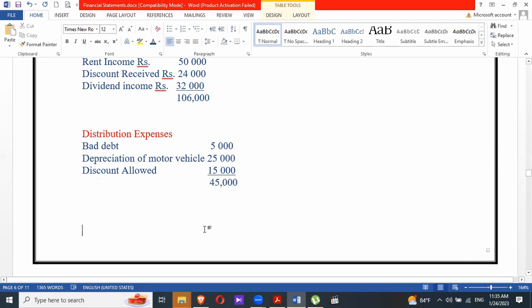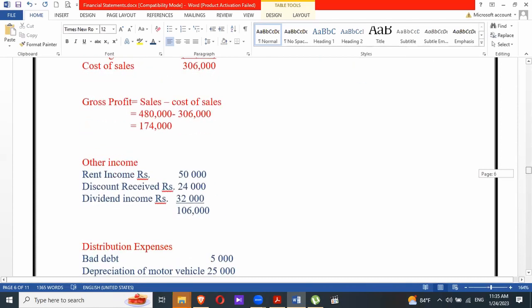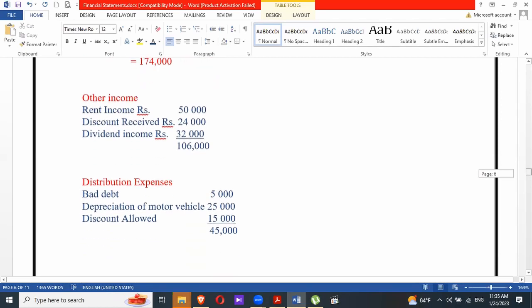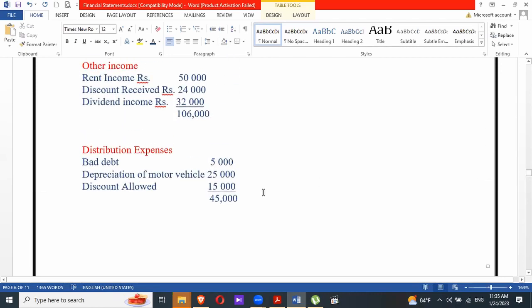Okay. Then up to now what we calculated, we have already calculated cost of sales. Then by using that we calculated gross profit. After that we have calculated other income, then distribution expenses. Next one, we have to calculate administration expenses. Right? Here you can calculate it. Administration expenses. Next one we are going to calculate. Next category of expenses. Administration. So we'll see what are the things comes under administration.